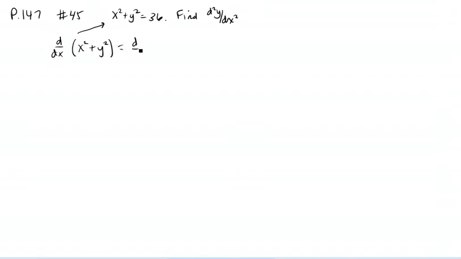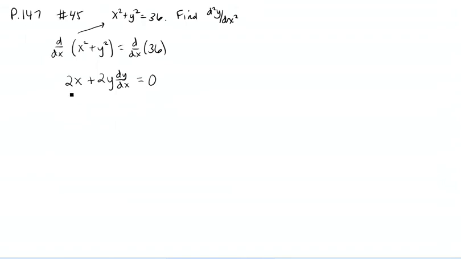You don't have to write this step, but I'm just writing out that I'm taking the derivative on both sides. Okay, the derivative with respect to x of x squared would be 2x. The derivative with respect to x of y squared is 2y dy dx. That's the chain rule that I'm applying. And then the derivative with respect to x of 36 is 0.